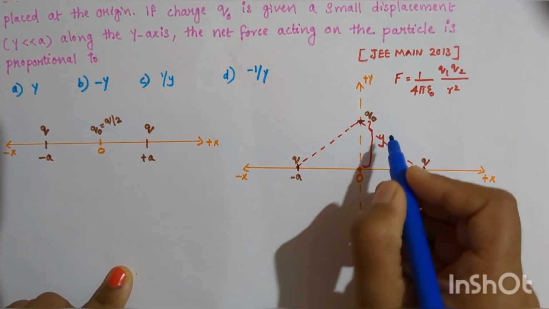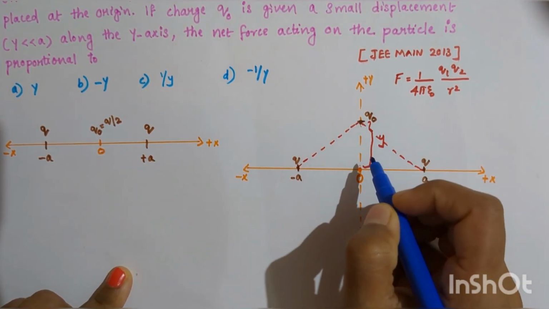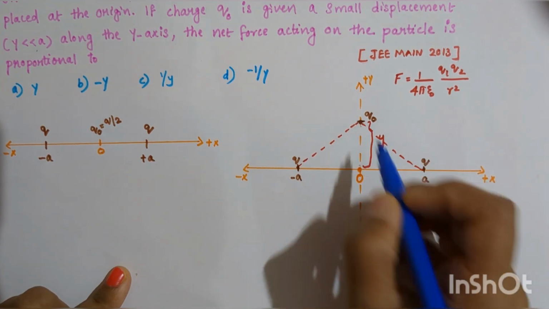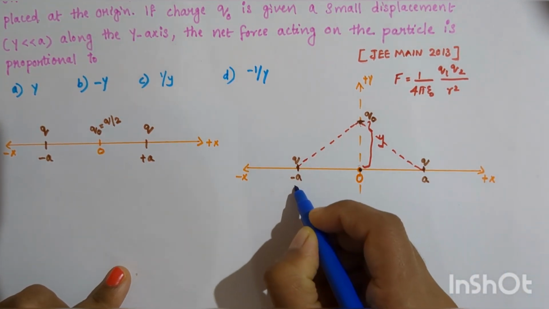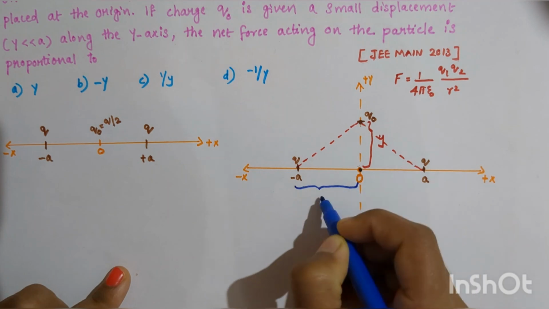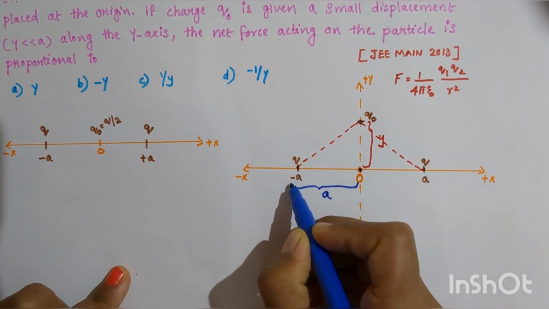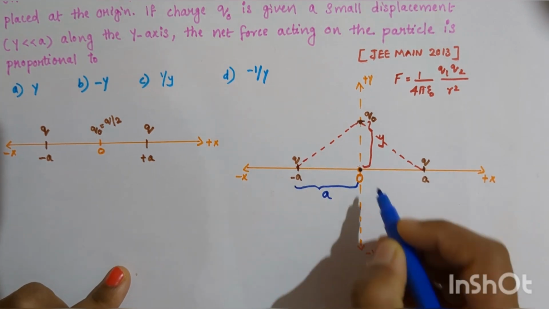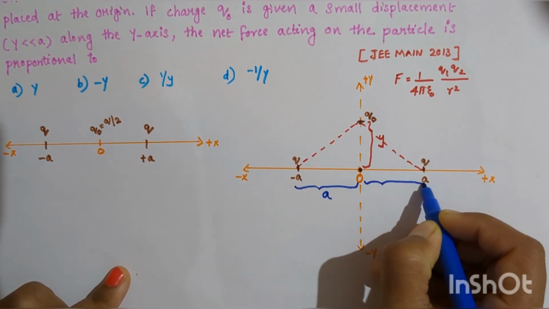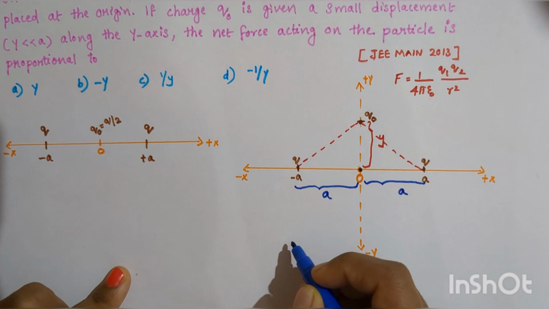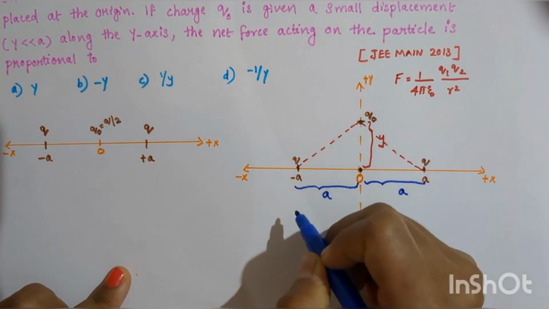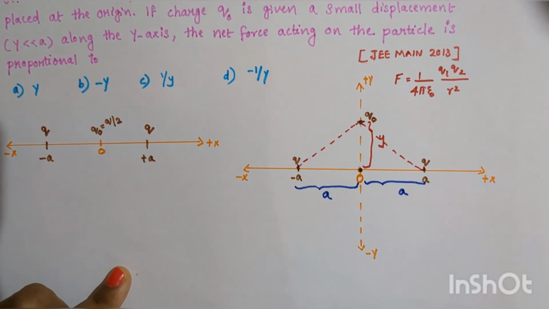This distance is already mentioned in the question, which is y, the displacement, the distance from q0 to the origin. Now what about this distance? It is a, minus a here because it is along the negative x-axis, so the distance is a. Similarly, from the origin to this point, the distance is small letter a. So we can easily find the distance between q and q0. We can apply the Pythagoras theorem here.